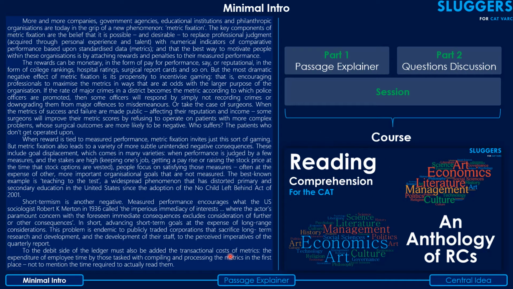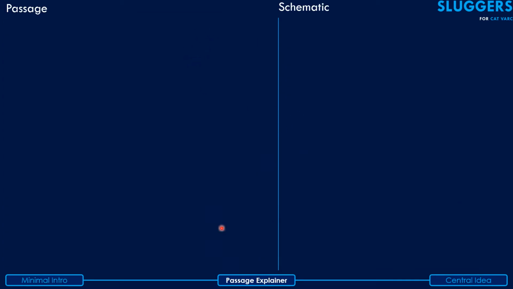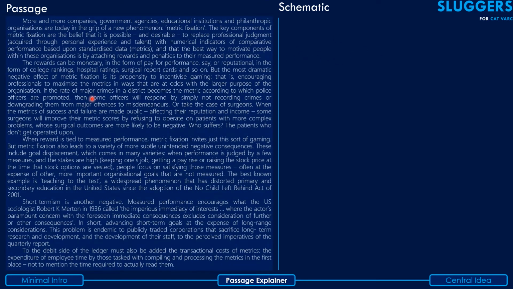So with that, let's start with the passage explainer now. The passage explainer screen is split into two parts, as you can see, with the passage on the left side and the schematic area on the right side. The way we'll go about this is that I'll read and explain the whole passage paragraph by paragraph as the schematic diagram simultaneously appears on the right side. Post reading every paragraph, I will explain the same para in detail before moving on to the next paragraph. All right then, let's start with the first para.